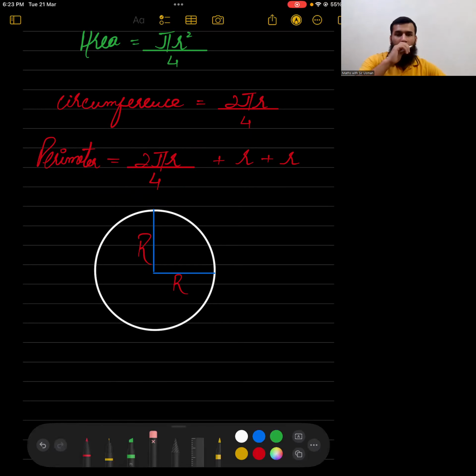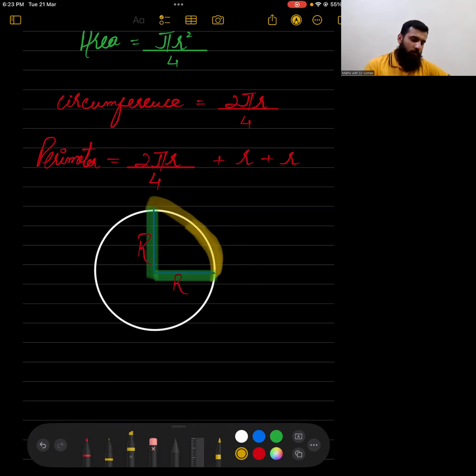Now the good thing is, okay, I'll repeat it again. We are having a radius over here and a radius over here as well. And this particular region over here is a quarter of the circumference because we are dealing with 1/4 of the circle. So the entire length was called circumference. We are now dealing with 1/4 of it only. So it's called the quarter of the circumference.